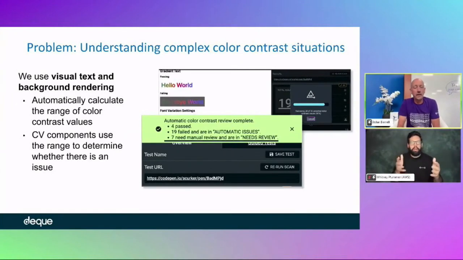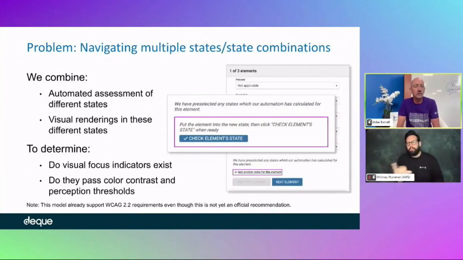A third area where we use computer vision, or looking at the actual rendering of the user interface, is with complex color contrast situations. I already talked about this a little bit, but this is one place where we look at the foreground and the background and the pixel values, and we can calculate all the different color contrast values. We know whether or not there is a color contrast issue there, and resolve that automatically for the user. So this saves a lot of time with those complex color contrast situations.